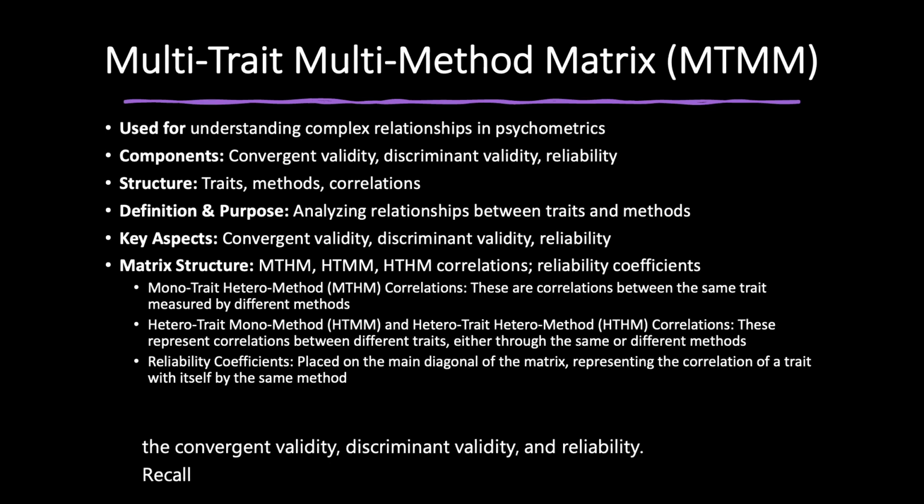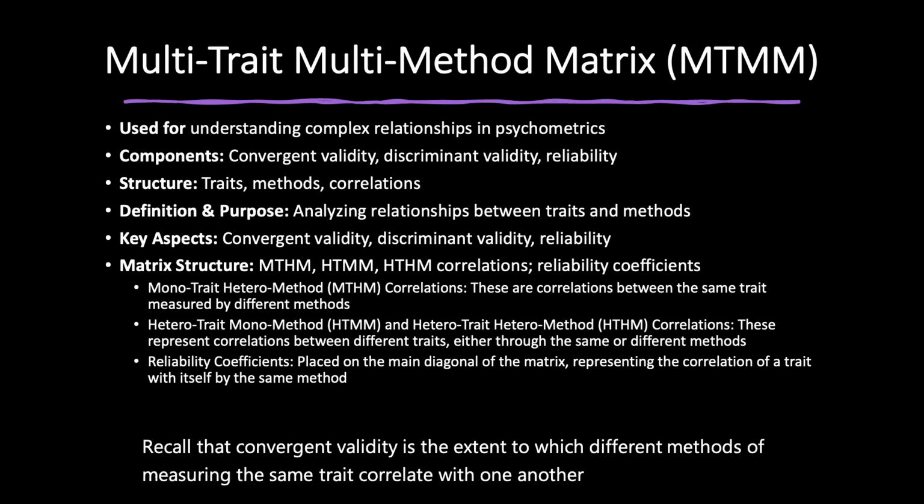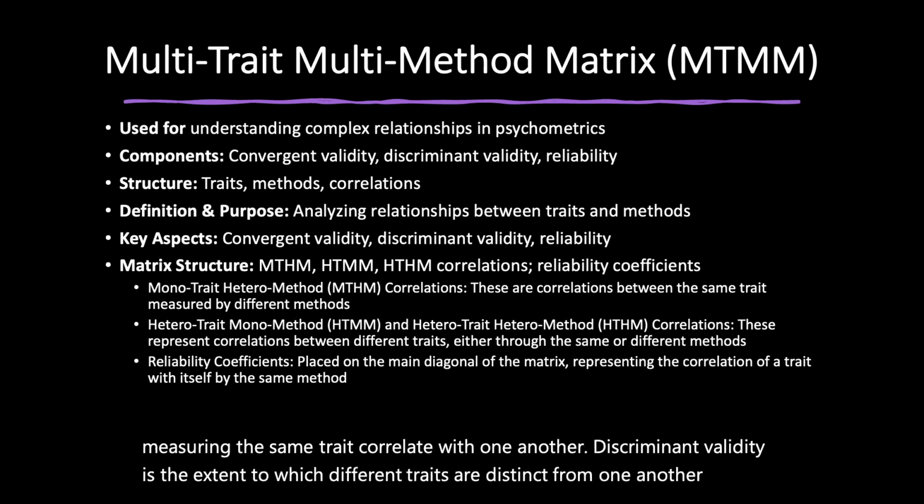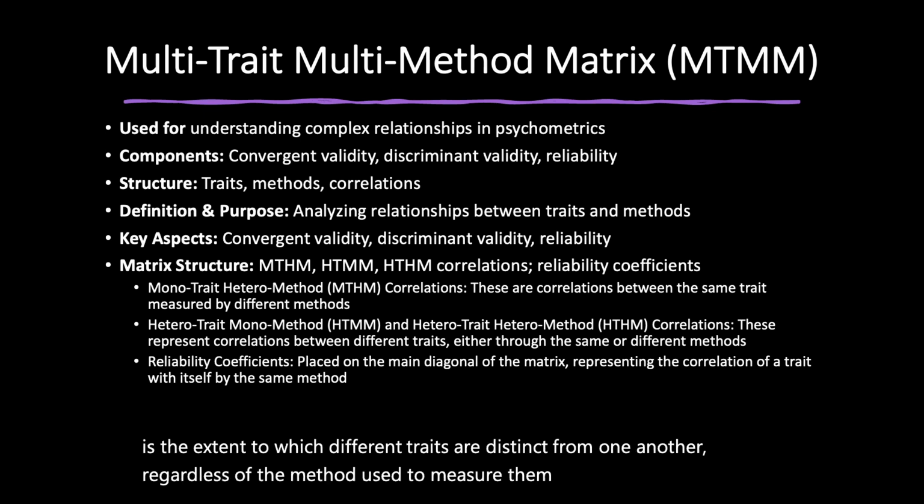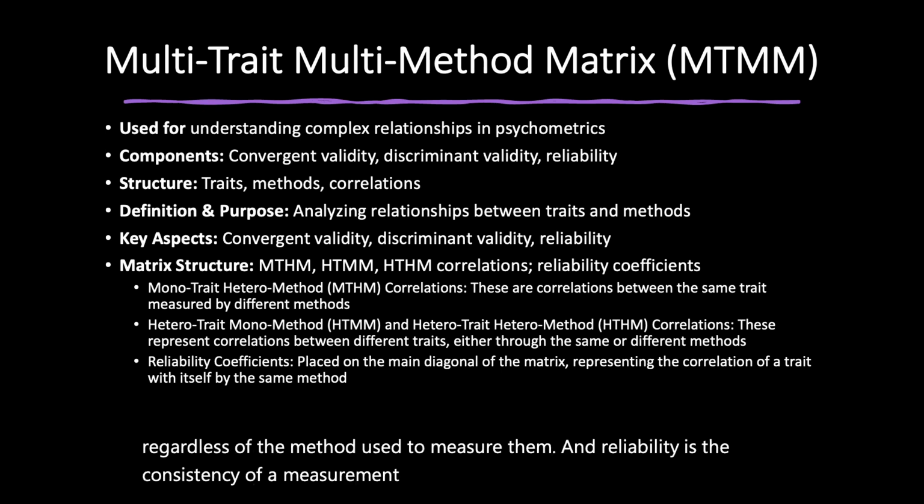Recall that convergent validity is the extent to which different methods of measuring the same trait correlate with one another. Discriminant validity is the extent to which different traits are distinct from one another, regardless of the method used to measure them. And reliability is the consistency of a measurement, indicating how well a method measured a trait without random error.